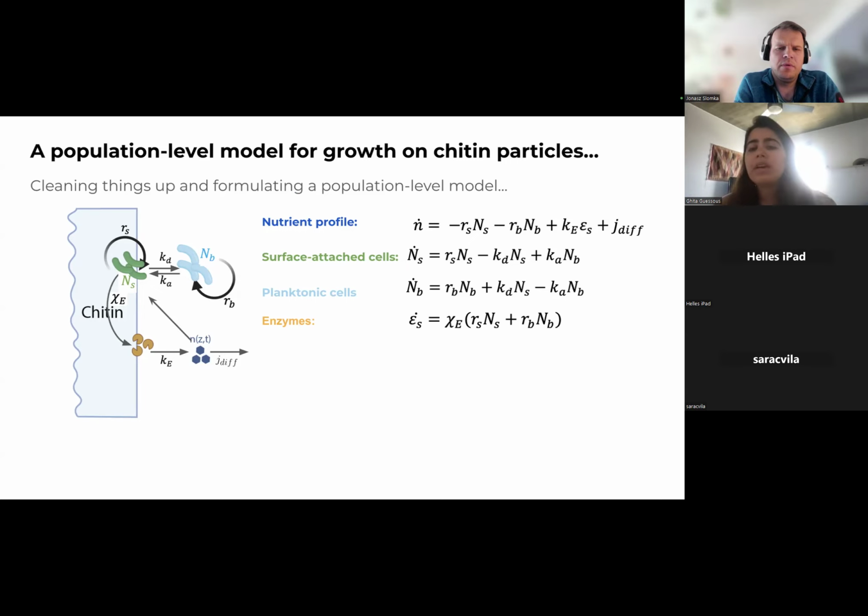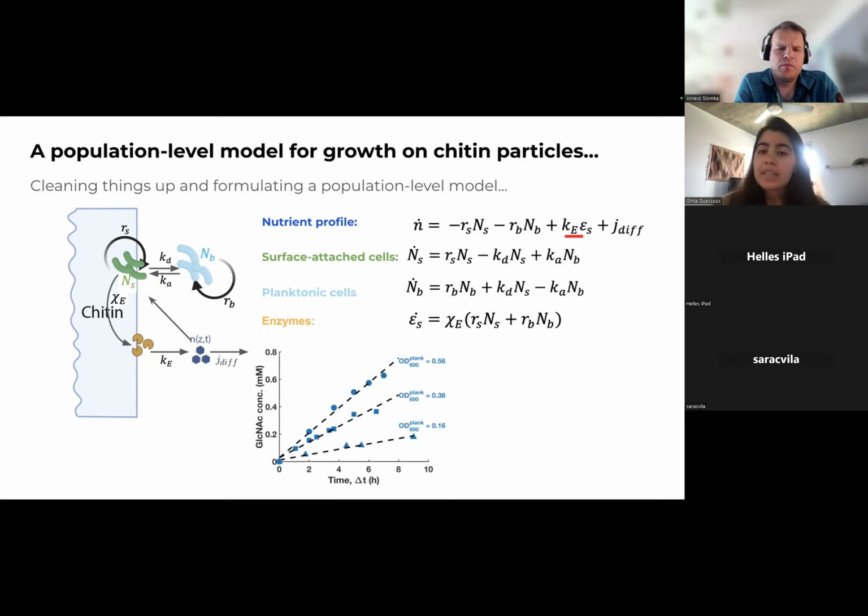So I'll just give you a flavor of some of the measurements that we're able to do to constrain this kind of model. We can measure, for example, the catalytic rate of the chitinases, this rate Ke. The way we do this is that we can isolate parts of our culture that are in exponential growth and then prevent the uptake of GlcNAc by the planktonic population. And so for different ODs, we can look at how fast GlcNAc is accumulating in the media because now it's not being taken up. And so this gives us a sense of how fast these enzymes are working, and we can measure exactly what this number Ke is.